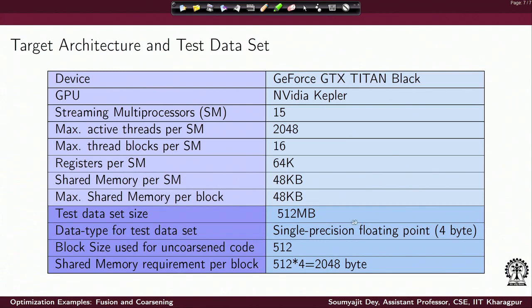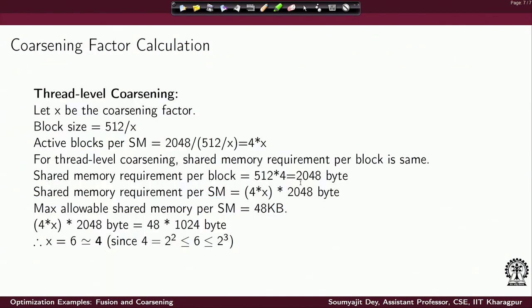byte. So if we consider the block size for the original uncoarsened code, it has been taken as 512. So I have 512 data points and each of them is floating point type, so the shared memory requirement for each block is 2048 bytes, right? This is important. In the uncoarsened version, the shared memory requirement per block is 2048. Total amount of shared memory available in the SM is 48 kilobytes, right?